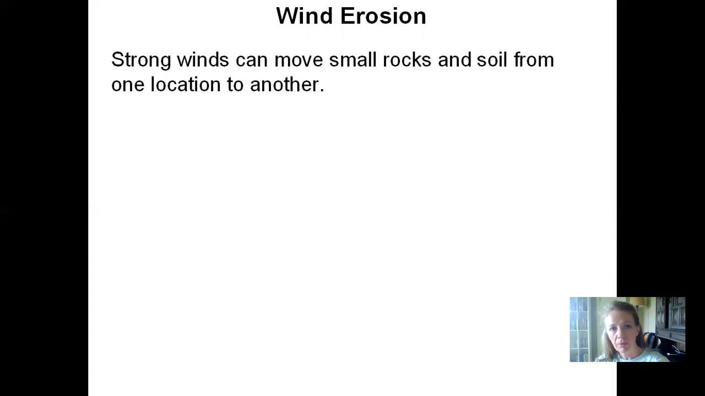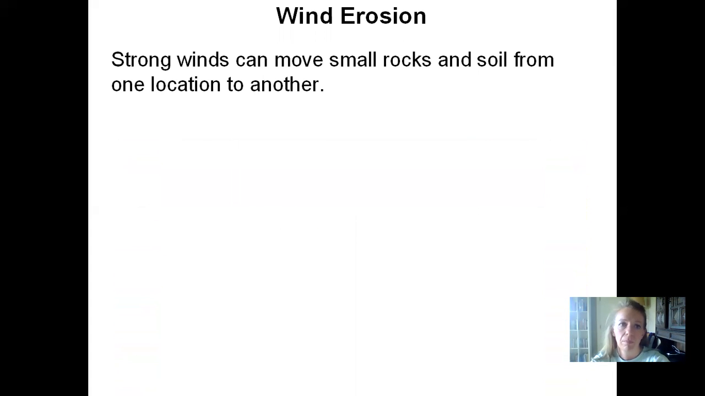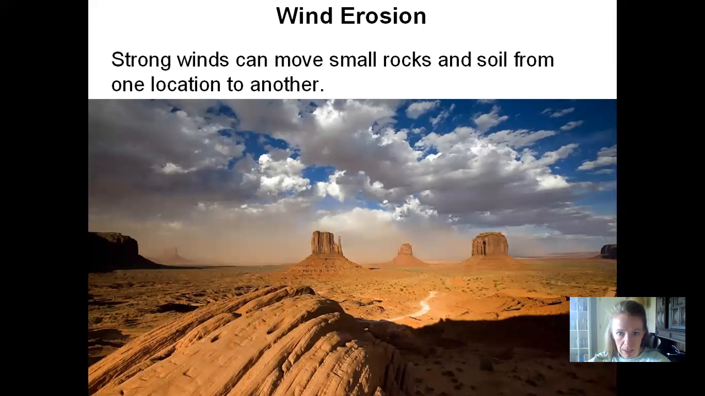Wind is another type of erosion. Strong winds can move small rocks and soil from one location to another. This is a dust storm. The dust storm is moving the sand, which is small rocks, and they will be deposited somewhere else later. And the plateau example that I gave you at the beginning is another example of wind erosion.